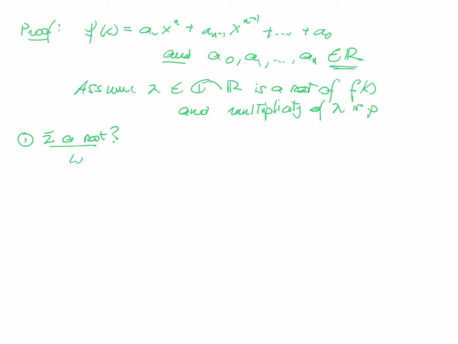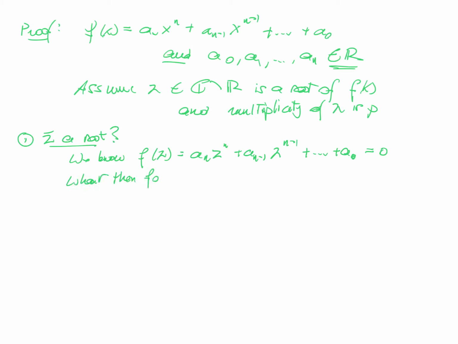So we know that f of z, this is a_n z to the power n plus a_(n-1) z to the power n minus 1 plus and so on. This is equal to 0. Why is this equal to 0? Because z is a root of the polynomial. So if we plug in z, by definition, it has to be 0.